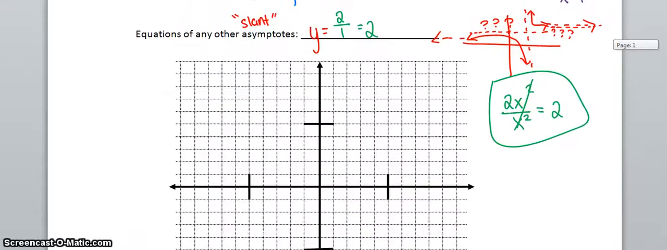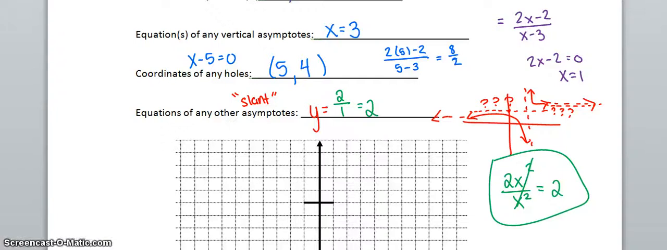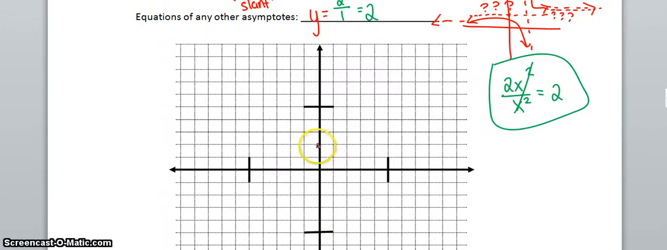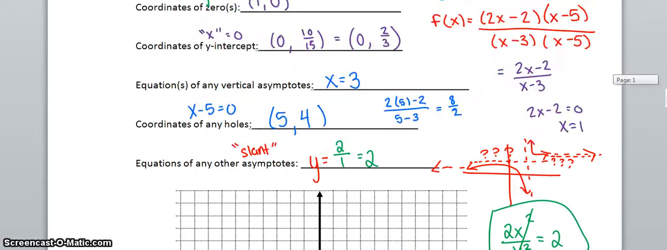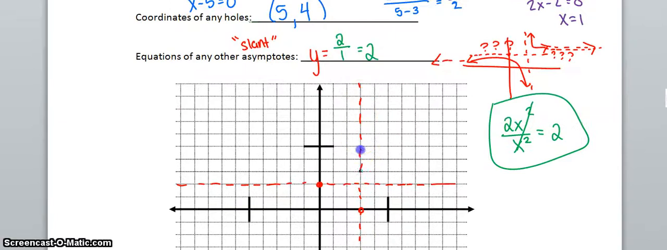The last step would be to use all this information to sketch a graph. So I have a vertical asymptote and a horizontal asymptote. Those are helpful to setting up boundaries, so I'm going to start with those. My horizontal asymptote is at y equals 2, so I'm going to go ahead and draw that line. My vertical asymptote is at x equals 3, so 1, 2, 3. I'm going to draw that line. Here are my boundaries. It's going to tell us where our branches are.